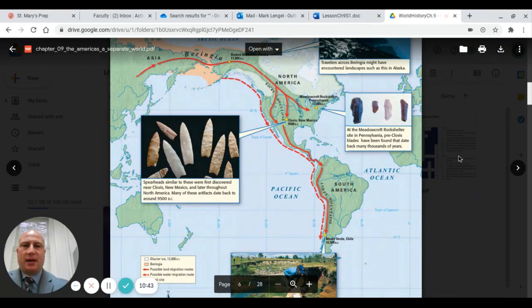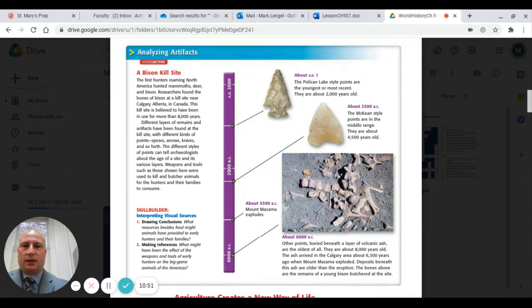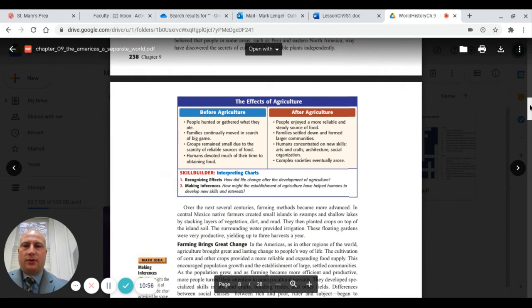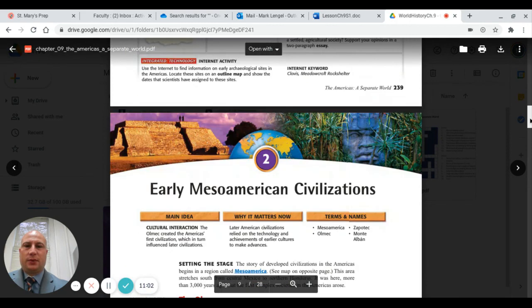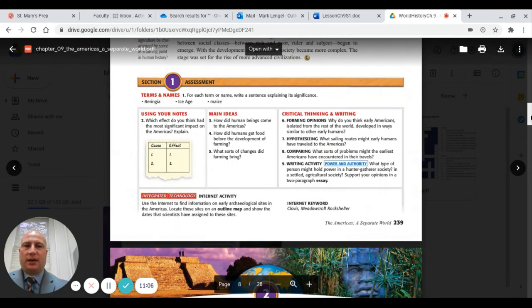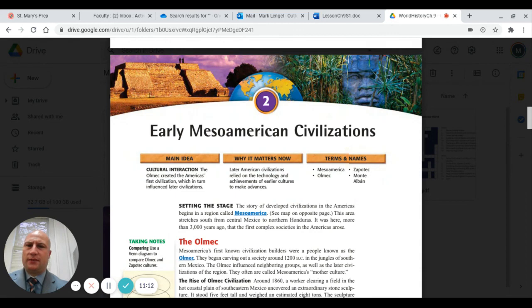You go back to this map, we're talking about the agricultural production, and you can see some of the types of artifacts that were discovered: stone heads, spearheads, arrowheads, things of that nature. Down here, you take a look at the effects of agriculture. Obviously, we've learned about this in the past, but that's a chart that you might want to study as well. And then some questions for discussion down at the bottom if you want to be motivated. The next section will be section 2. We'll talk about some of the early Mesoamerican civilizations.